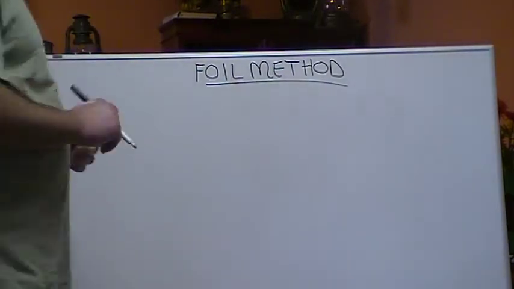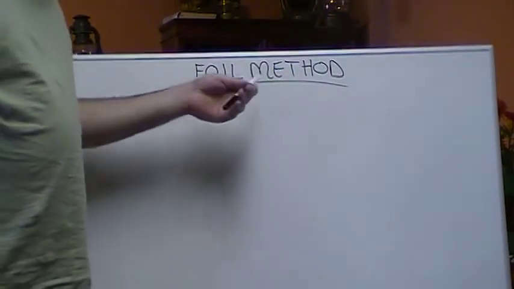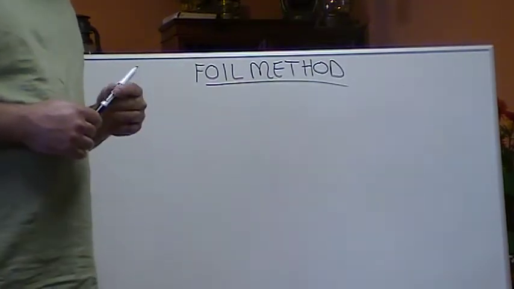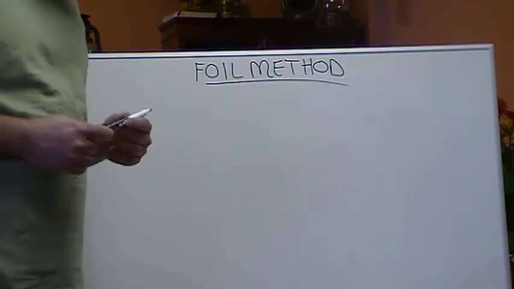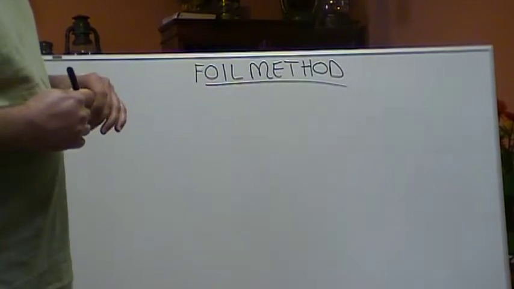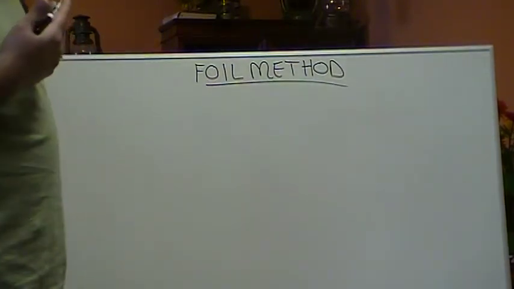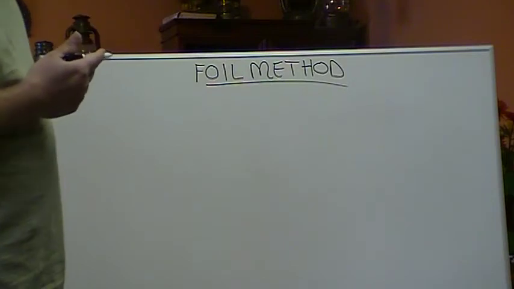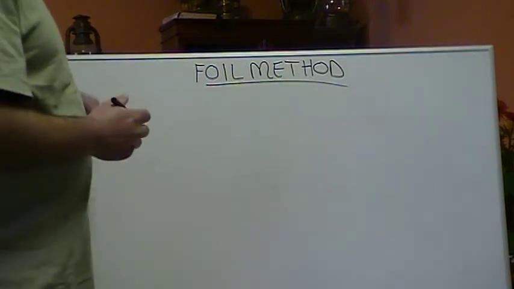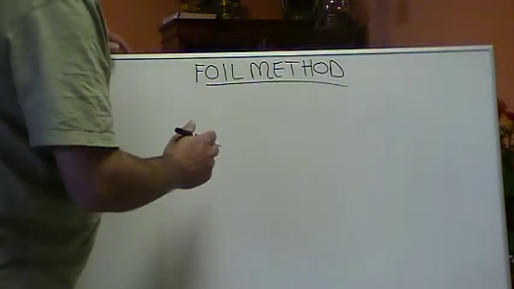In this video, I want to use the FOIL method to multiply polynomials. Now, in my last video, I showed how to use the distributive property to multiply polynomials. So let me quickly write down a problem.